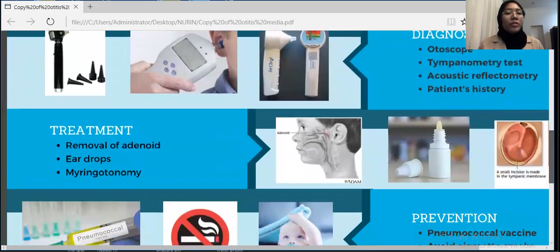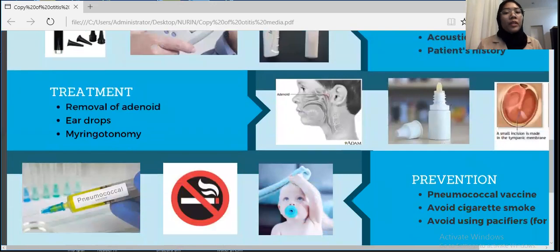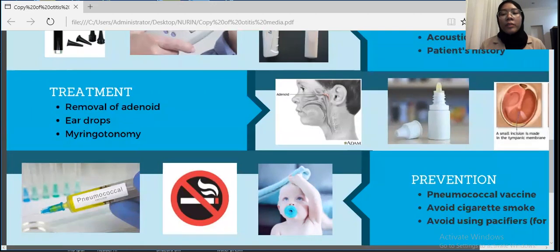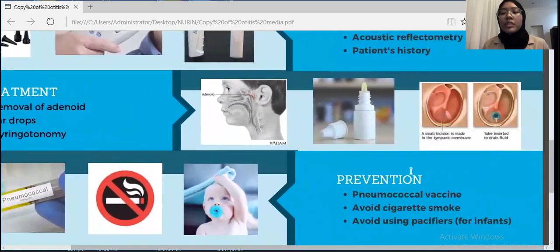Next, we move on to the treatment of otitis media. First is the removal of adenoid. This has been proven to help children a lot. This is the adenoid. Eardrops can help to reduce the bacterial infections. And laryngotomy. Laryngotomy is a procedure where a small incision will be made in the tympanic membrane, and a tube will be inserted to drain the fluid out of the middle ear.